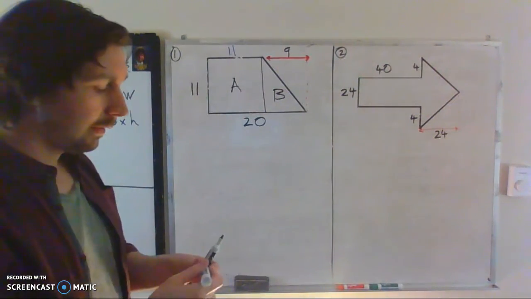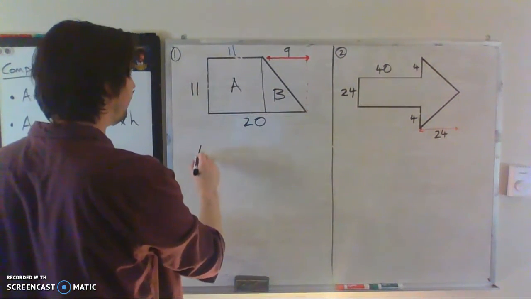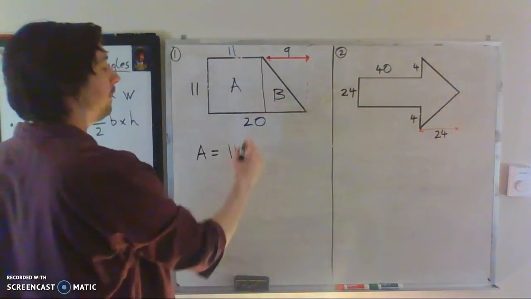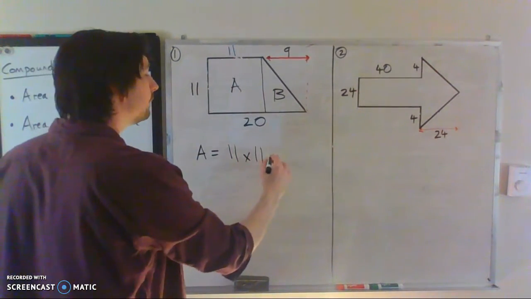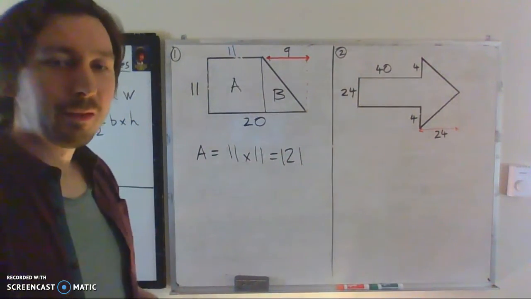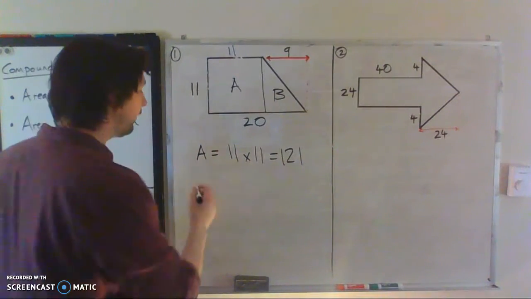Okay? So part A is 11 times 11, 121. Part B, this is the part that might be a lot trickier, in some of the questions at least.